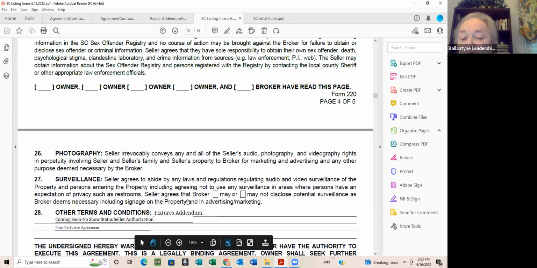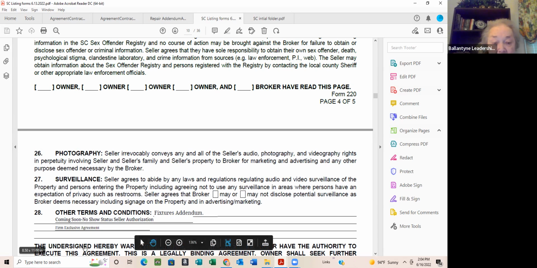Seller agrees that the broker may or may not disclose potential surveillance. Why would we not have the right to tell them that there's surveillance in that house? I don't understand that. I think buyer's agents and listing agents should be able to do that. But again, that's my personal opinion. You're given the option. If they say no, then you have to abide by it, right?